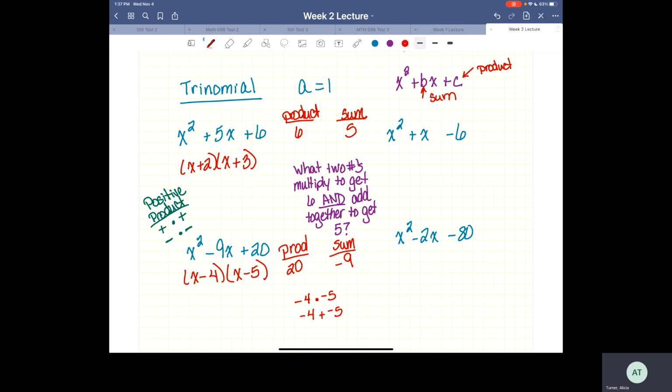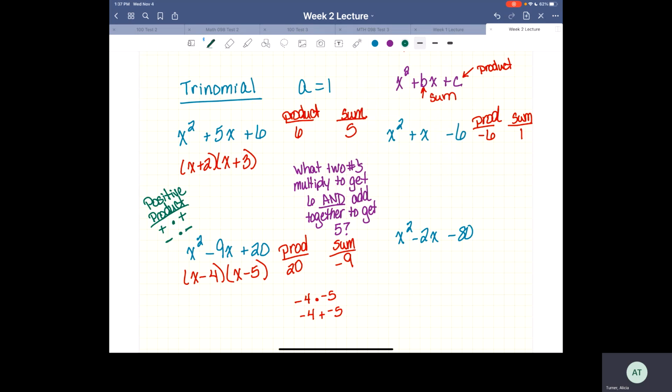Okay, so let's look right here for our next one. I'm doing x squared plus 1x minus 6. So our product is going to be negative this time. I have a negative 6. And my sum is what's in front of this x right here, and so I get a positive 1.